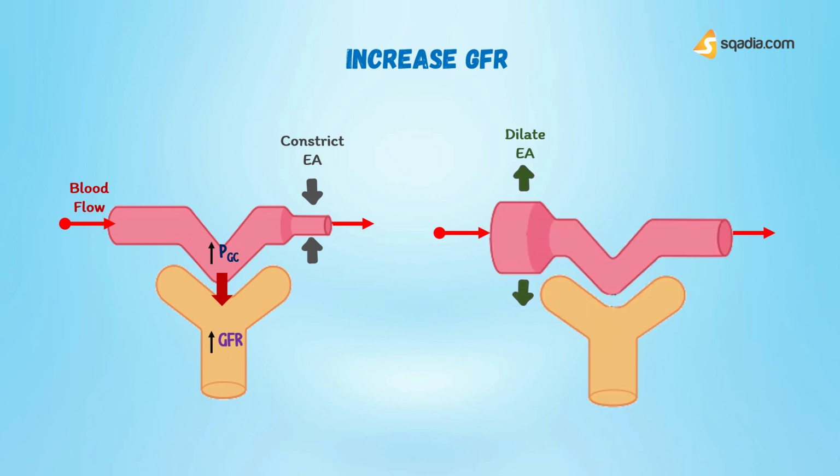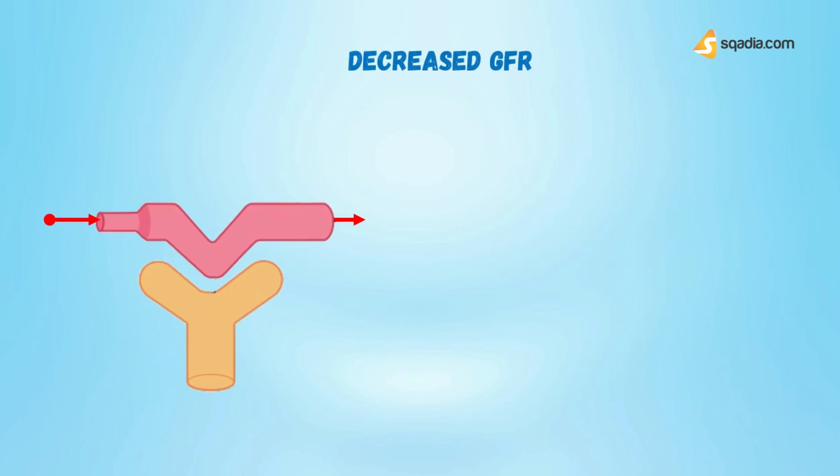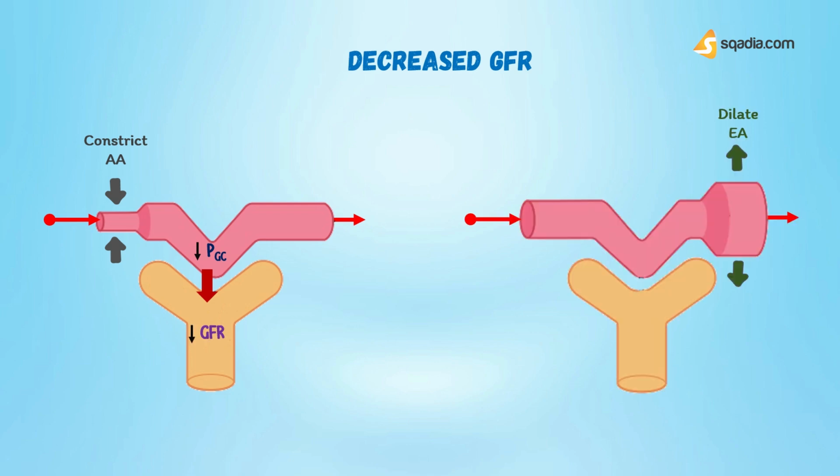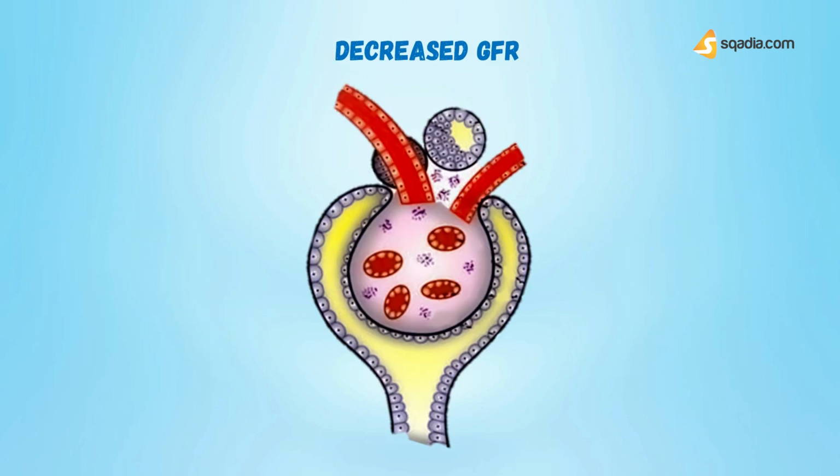Similarly, dilation of the afferent arteriole increases hydrostatic pressure and increases glomerular filtration rate. But constriction of the afferent arterioles decreases hydrostatic pressure in the glomerular capillaries, decreasing glomerular filtration rate. Dilation of the efferent arteriole decreases hydrostatic pressure in turn, and thus glomerular filtration rate decreases. The control of glomerular filtration rate is an example of the general principle of physiology that most physiological functions are controlled by multiple regulatory systems, often working in opposition.